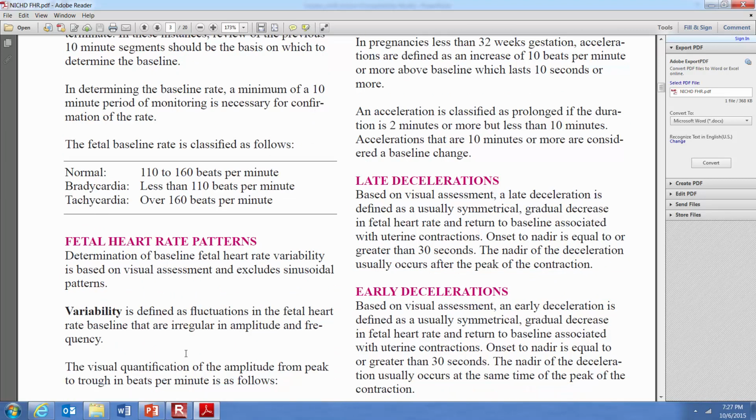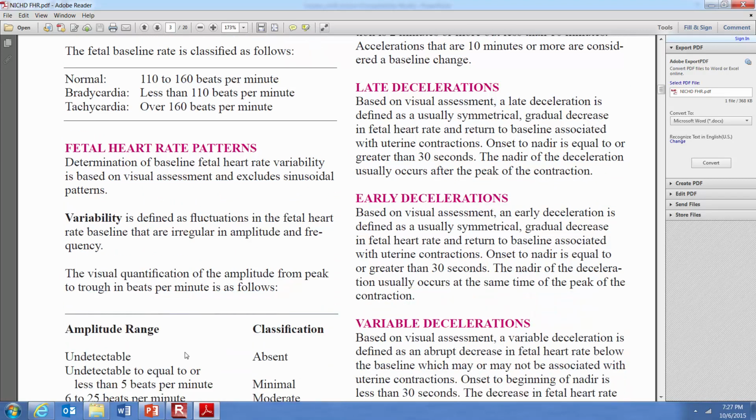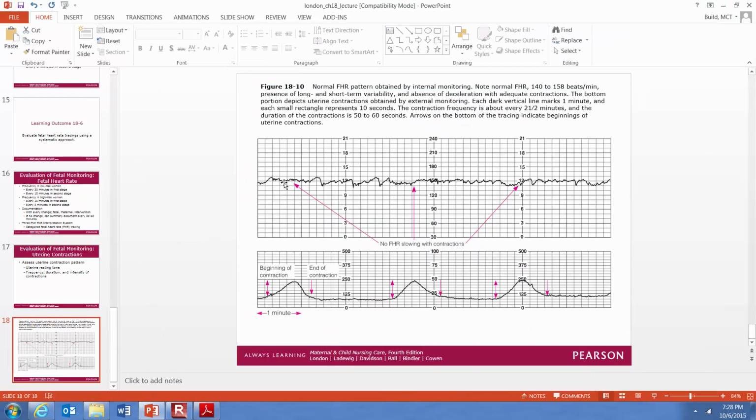All right, so we've got our fetal heart rate baseline. Now we want to determine variability. Variability is the fluctuations or the variations in that tracing that's going across the paper, okay? So if you can see all these squiggly up and downs, that's what variability looks like on a piece of paper. It's all these up and downs, okay?